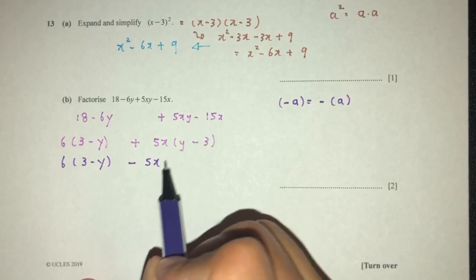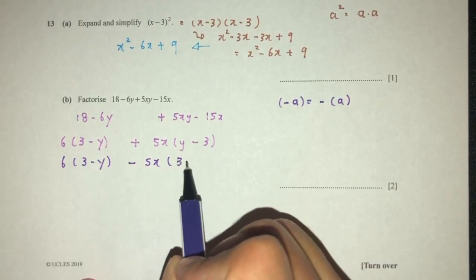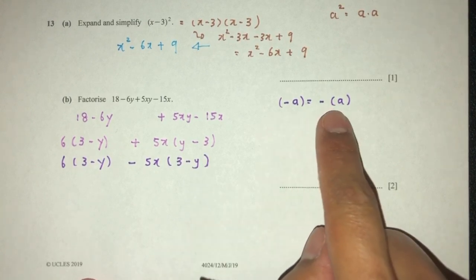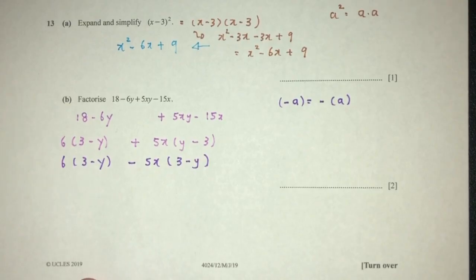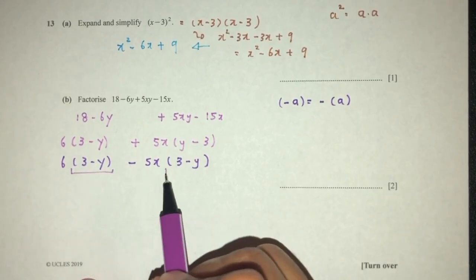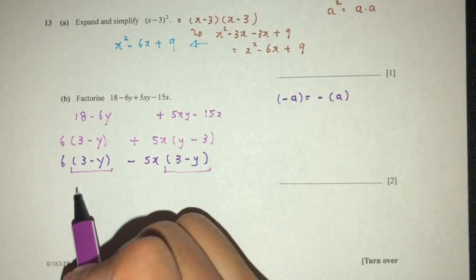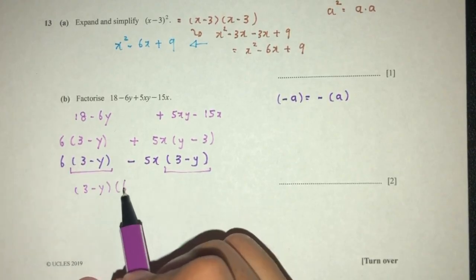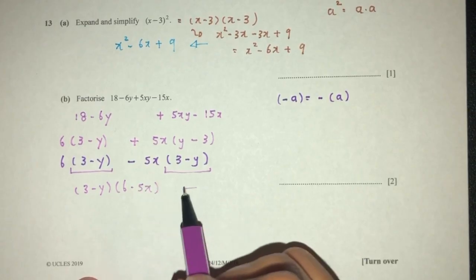You will have this, and this will just switch side. That will be 3 minus y. It is the same thing. It is the same kind of thinking here. Now because this and this are the same, we can factorize. You will have 3 minus y, and then remaining will be 6 minus 5x. And that will be your answer for part B.